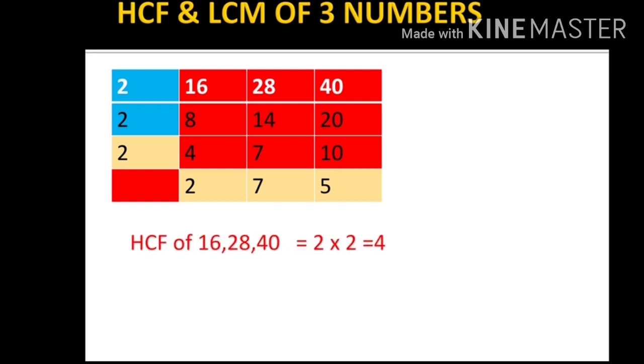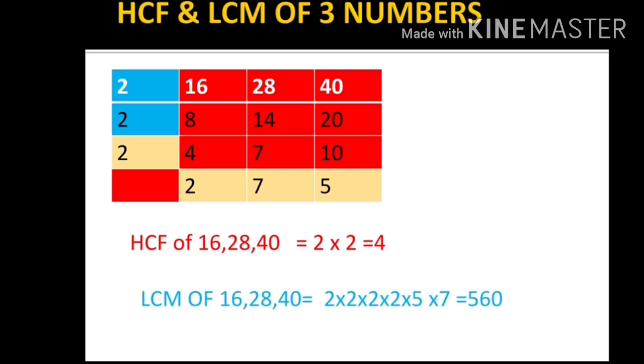So the factors which are in blue color are the common factors. So the HCF of 16, 28, 40 is equal to 2 into 2, that is 4. And the LCM of 16, 28, 40 is 2 into 2 into 2 into 2 into 7 into 5, which is equal to 560.